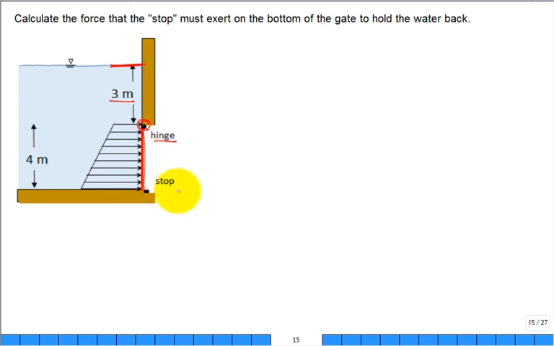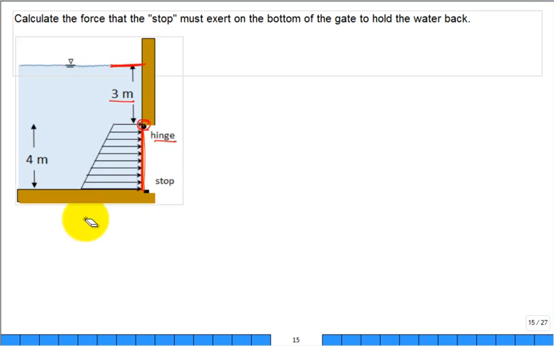Let me ask a question. What is the depth of the stop from the surface of the water? 7 meters. Good, you're understanding the problem. You know how easy it is to get confused and say, oh, the depth of the stop is 4 meters from the top of the water surface. No, it's not. It's 7 meters. You got that. That's good. It'll help you avoid an error.